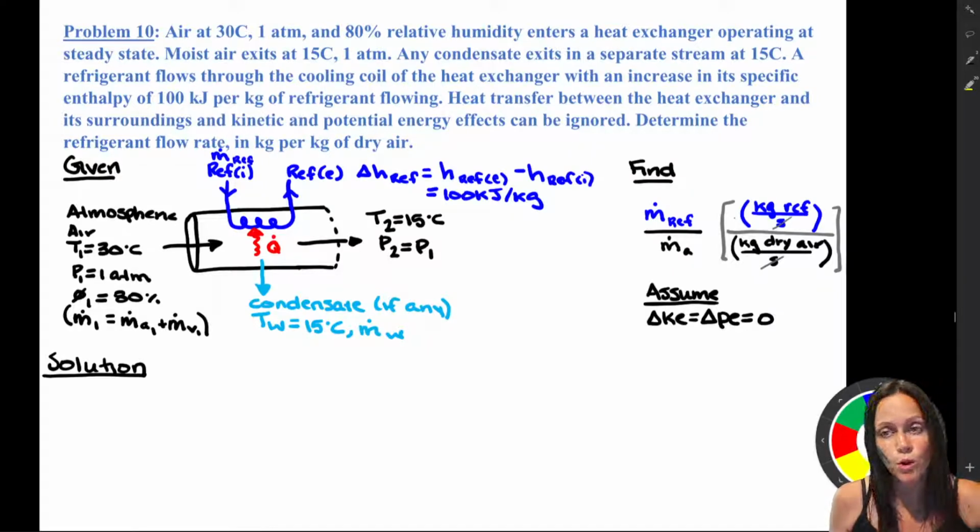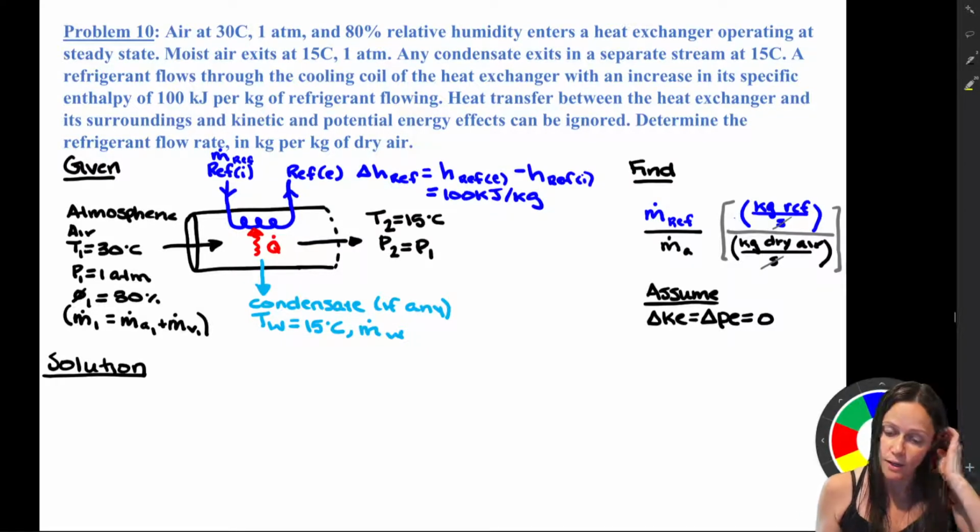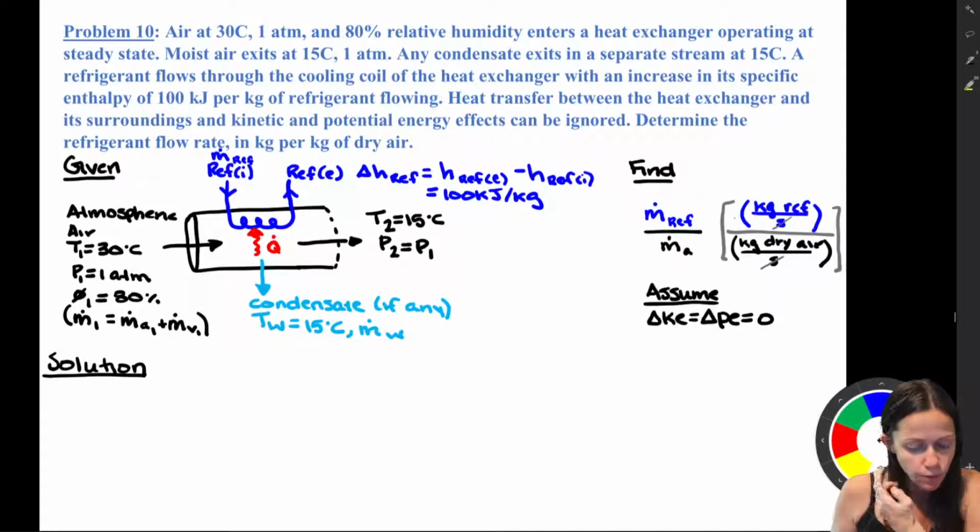And so what we're looking to find is the refrigerant flow rate, but it's kind of strange because they want it in kilograms of refrigerant per kilogram of dry air. So what they're really asking for is the ratio of the m dot of the refrigerant over the m dot of the dry air. I've shown that the units will work out to kilograms of refrigerant per kilogram of dry air, like we want.